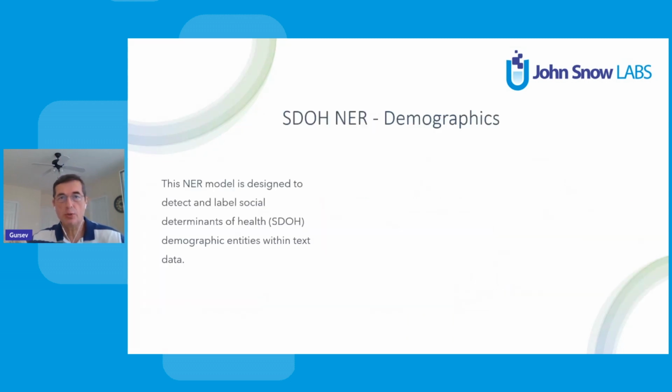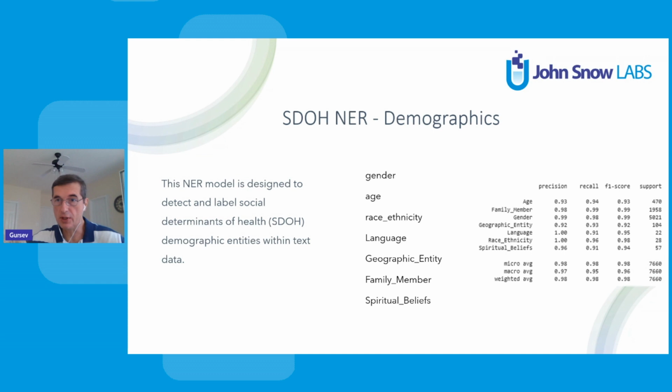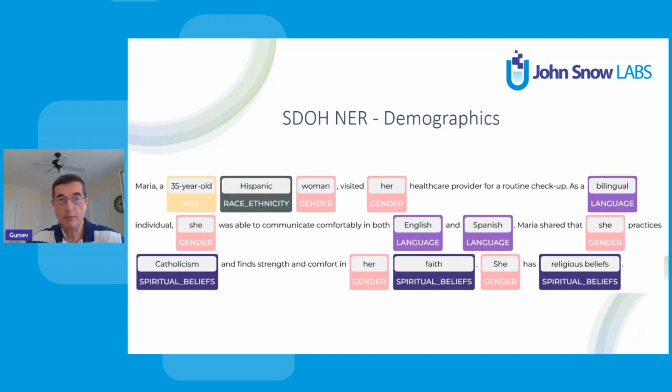So let's switch to another model. This model is about extracting demographic entities. So these 7 entities are extracted by this model. The previous one, the workhorse model SDOH NLP, extracted 39 different entities. This model extracted only 7 entities, and the metrics are, as I said, almost perfect, so it's working quite well. And again, we make an example.